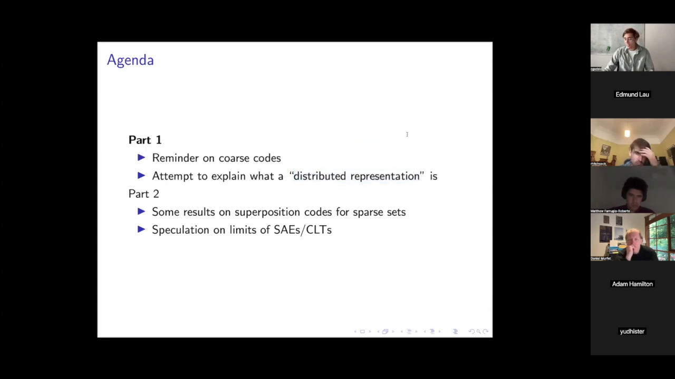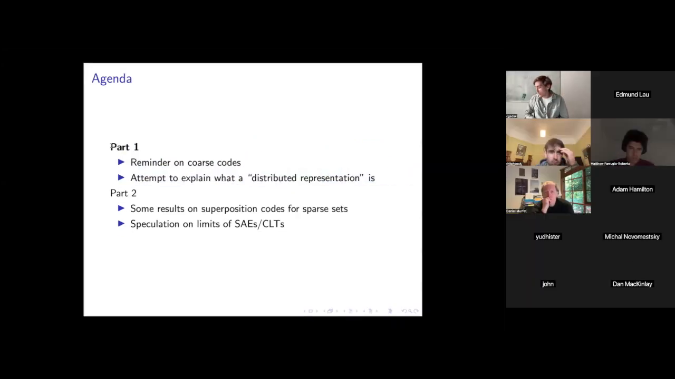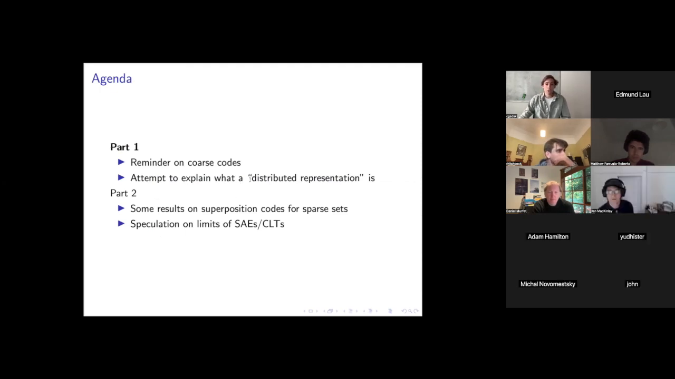Again, I think this part will not be too surprising. I'm talking about things that have been known for a while, but I've noticed that a lot of people don't know what distributed representations are or don't have a lot of images of them in their head. So that's my agenda for this first part.